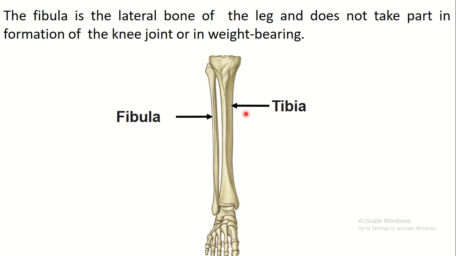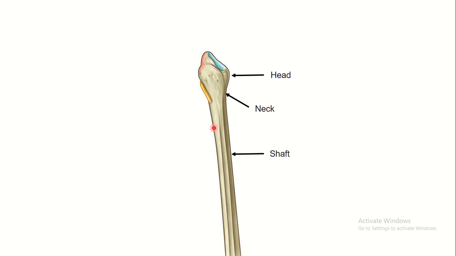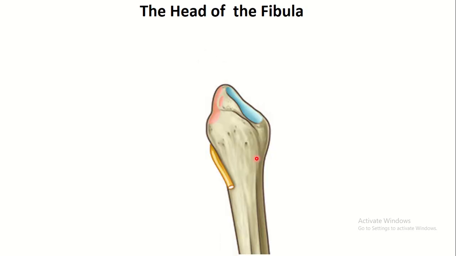Now the fibula is the lateral bone of the leg. It does not take part in the formation of the knee joint or in weight bearing. It does not enter into weight bearing or the knee joint. It is only like a frame. And fibula means, in Greek, a pin, like a paper pin. It has got a head, neck and shaft. We will talk about the head of the fibula.